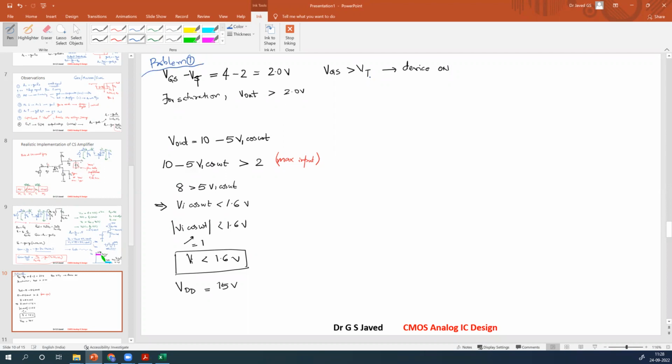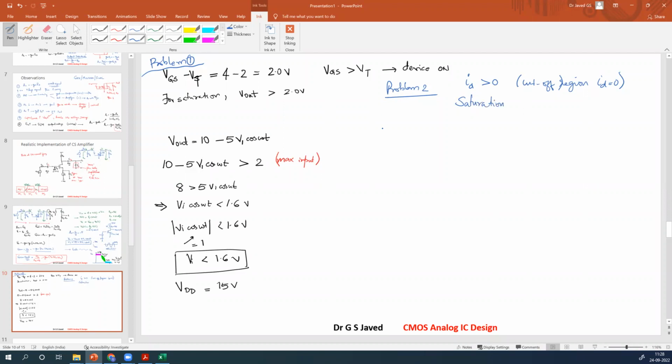Now, what is another problem statement? The drain current must be greater than 0. When the device is on, drain current should be greater than 0. Otherwise, it is going back into the cutoff region. In the cutoff region ID is 0. So ID equal to 0 can be both triode and saturation. Correct? But now we will focus on saturation only.